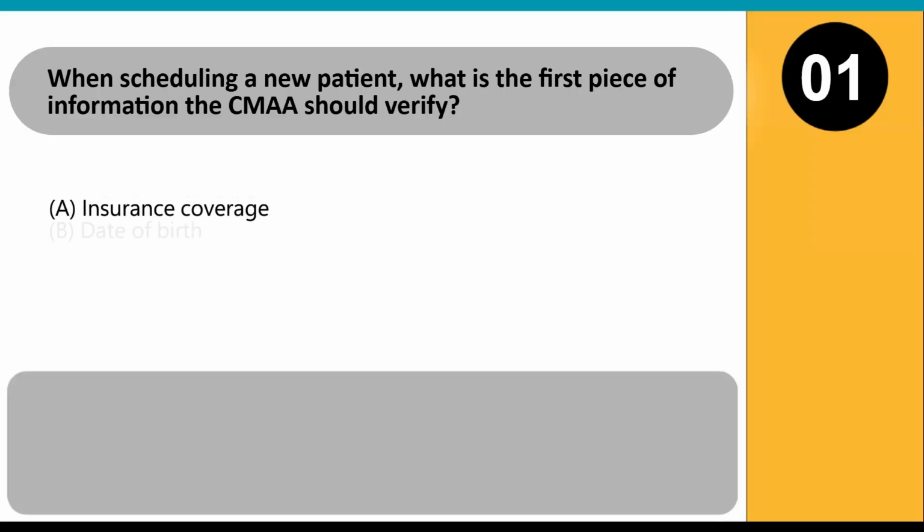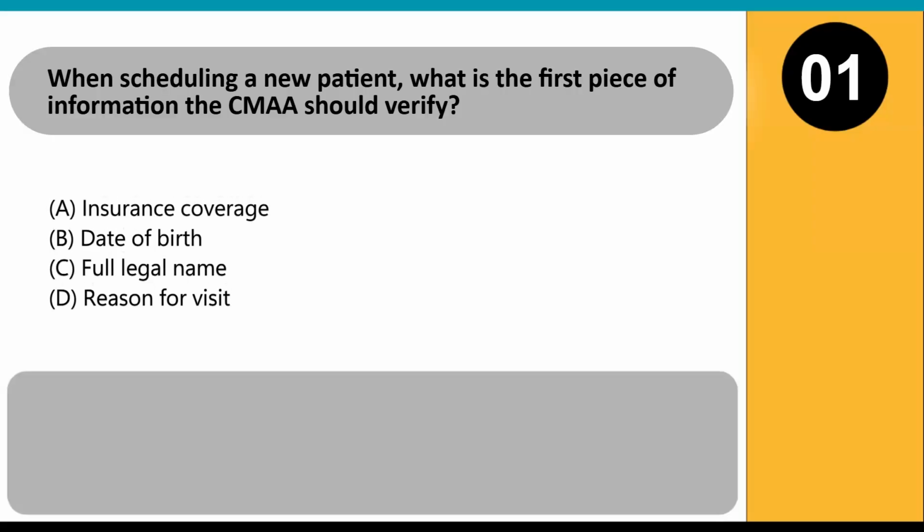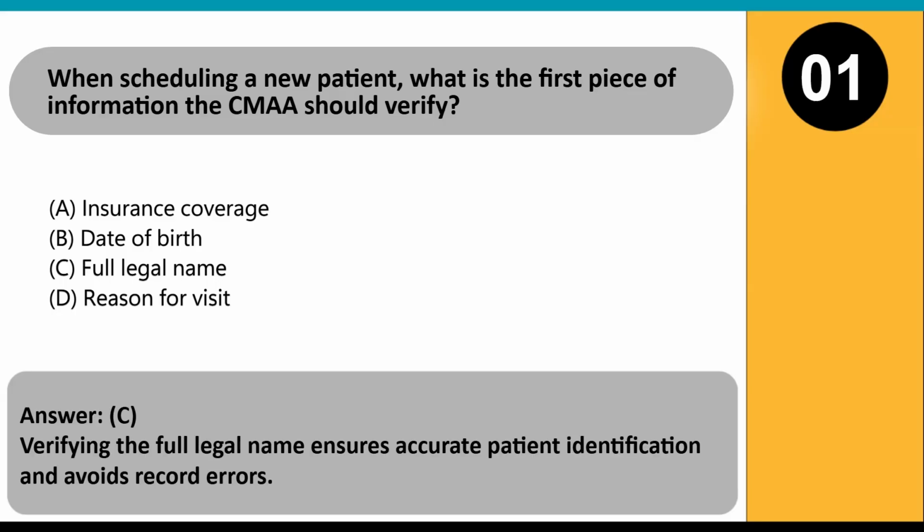When scheduling a new patient, what is the first piece of information the CMAA should verify? A. Insurance coverage. B. Date of birth. C. Full legal name. D. Reason for visit. Answer: C. Verifying the full legal name ensures accurate patient identification and avoids record errors.